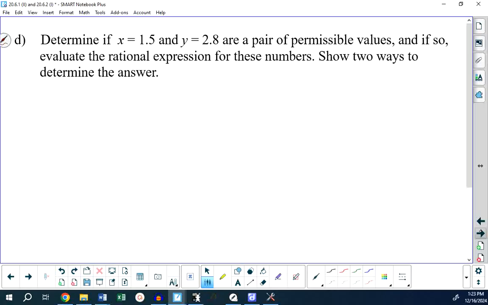Determine if this is a pair of values that's allowed. So I guess there's a number of things you could do. Do you agree this is the statement, the non-permissible value statement? Okay, so let's see what x is not allowed to be when y is 2.8. Let's figure out what 3/4 of 2.8 is. And I want to say 2.1.